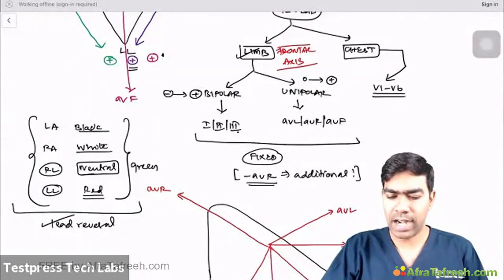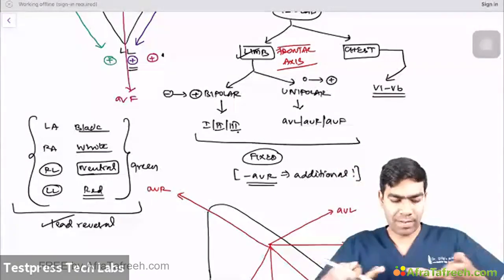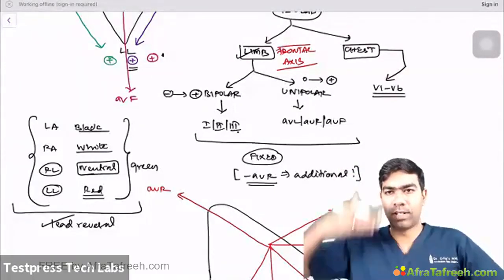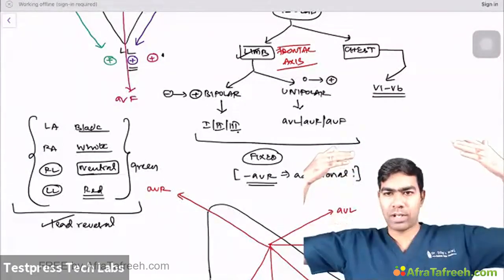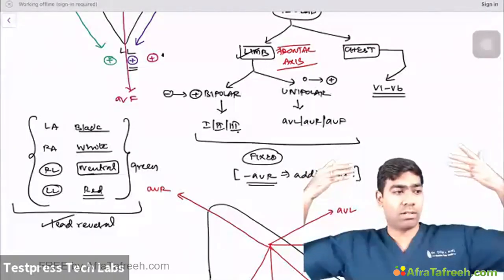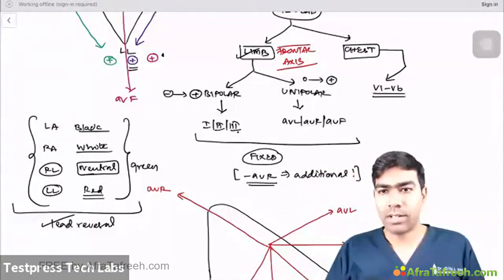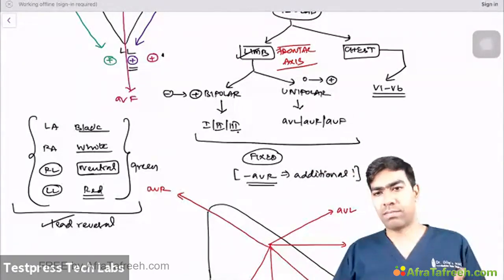But the heart is a 3-dimensional structure. It's not a 2-dimensional structure. You have an axial view of the heart as well. This view I am trying to see in the coronal plane.